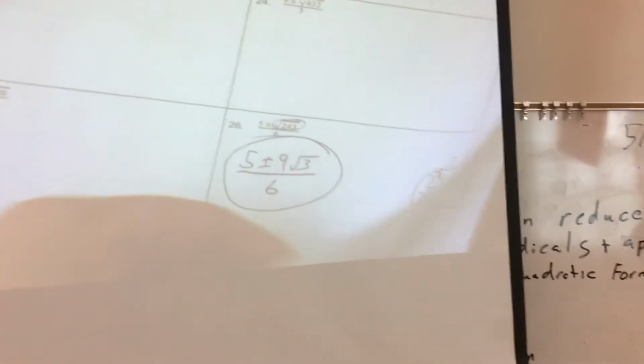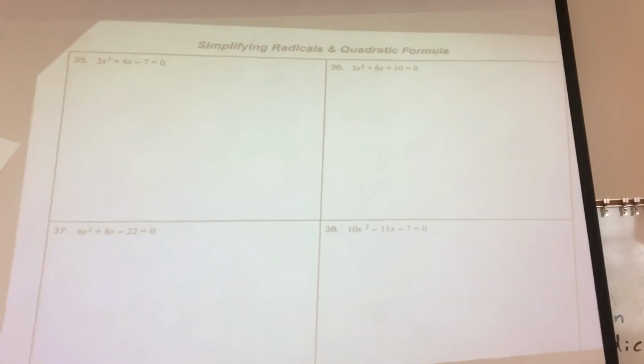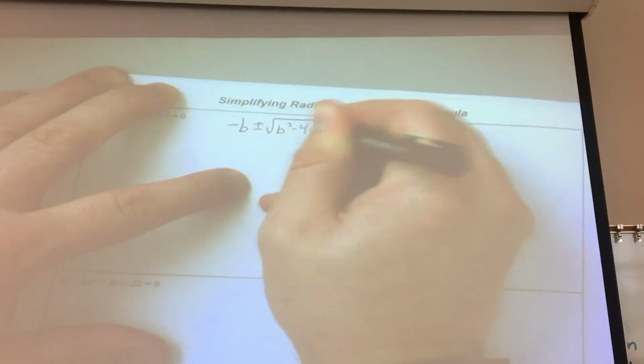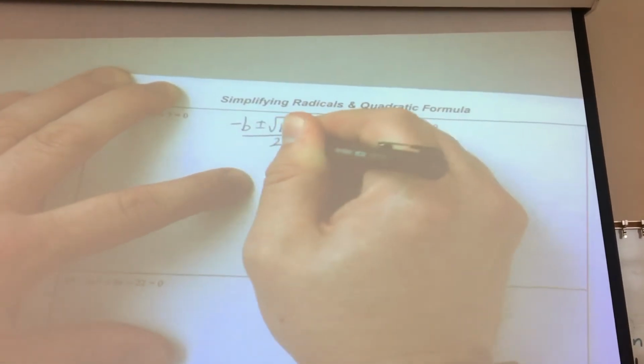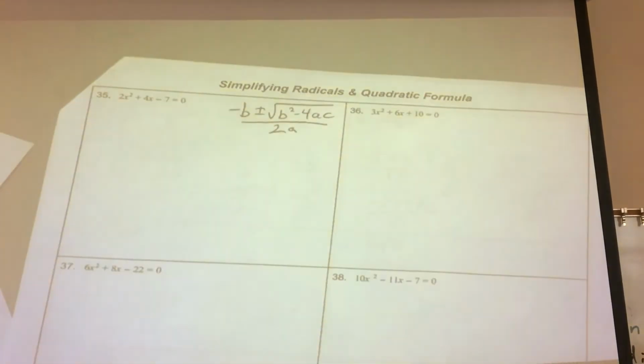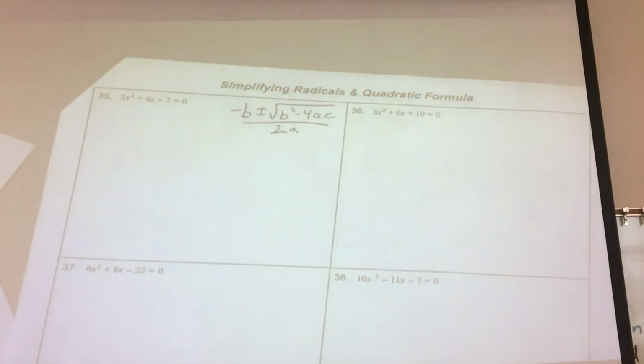Now, when it comes to these equations right here, you're dealing with the quadratic formula, which is negative b plus or minus the square root of b squared minus 4ac all over 2a. It's to the tune of Pop Goes the Weasel. If you want to sing, you can look that video up on somebody else's YouTube channel. Okay? But this is A, this is B, this is C.